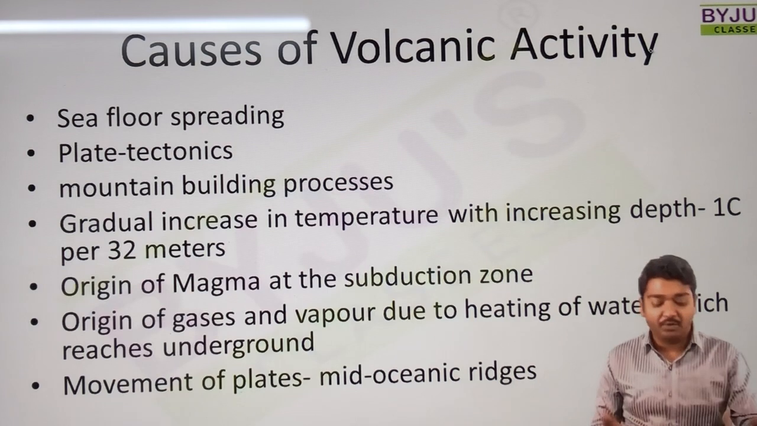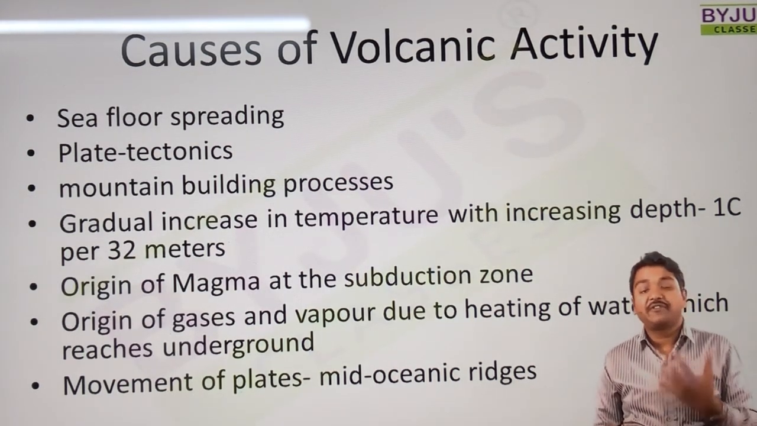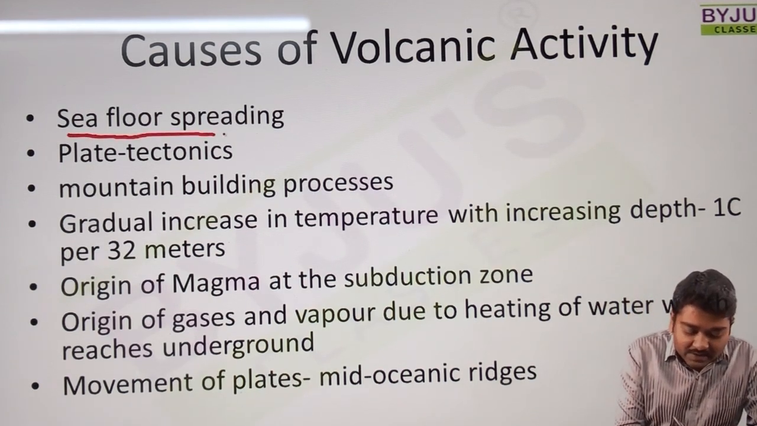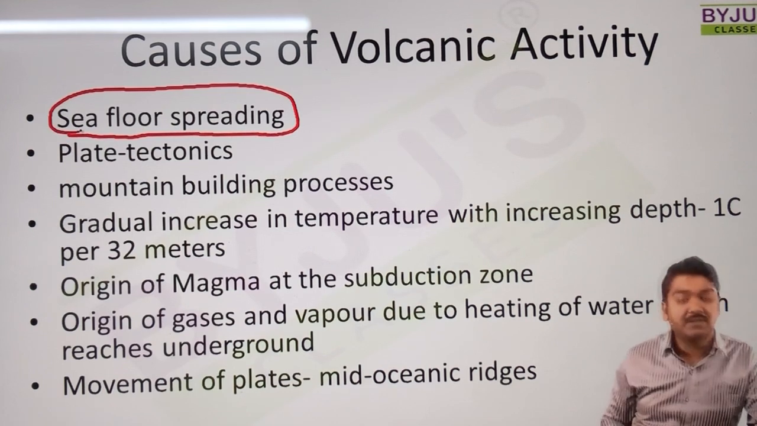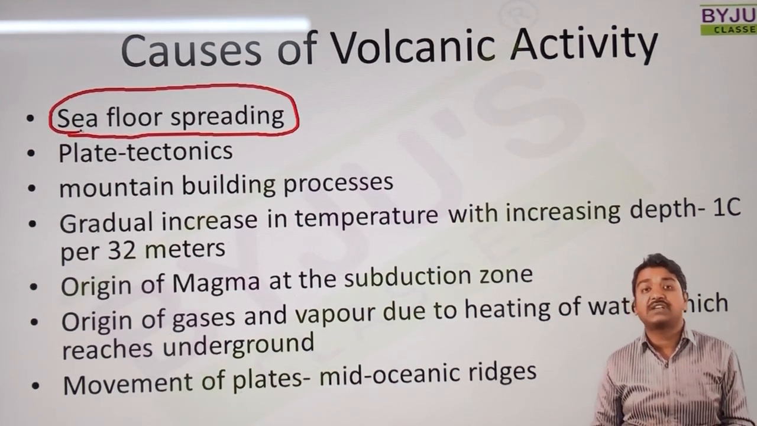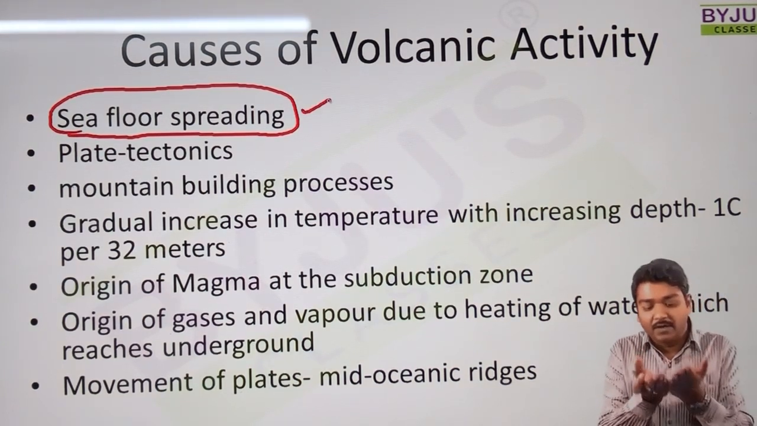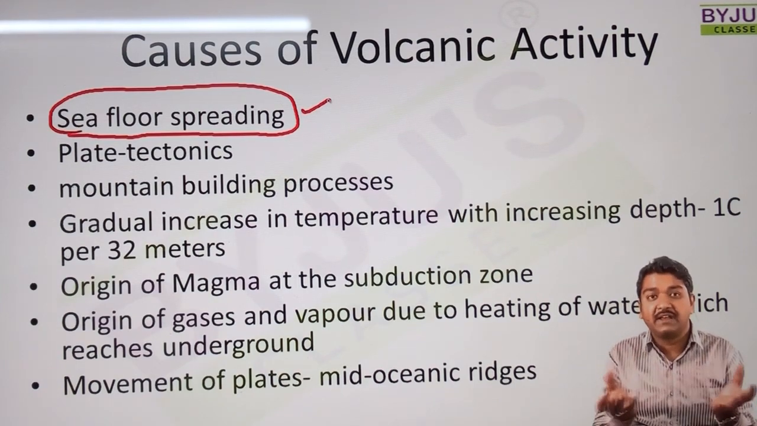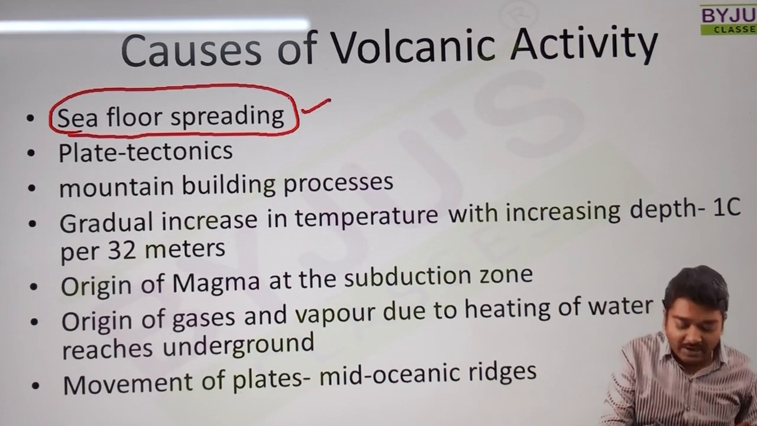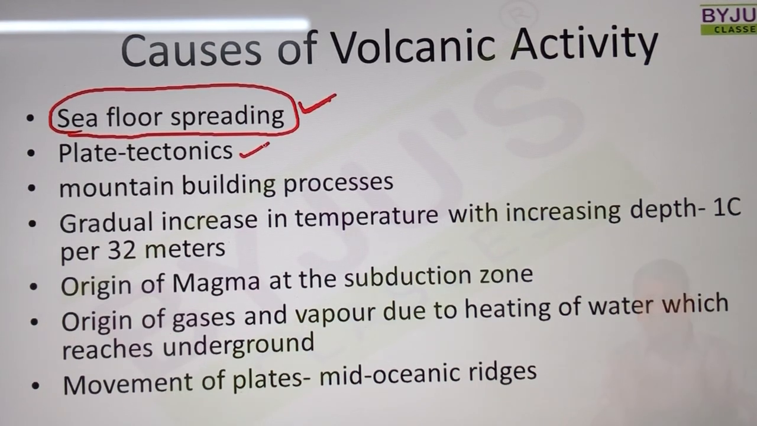So next, let us see what are the causes of volcanic activity. What are the different reasons why volcanism actually happens? One thing is seafloor spreading. What is the meaning of seafloor spreading? We have seen the theory where Henry Hess was actually talking about seafloor spreading, isn't it? So in seafloor spreading, new ocean is created and magma pours out to form new ocean crust. So that is one. And the major reason is plate tectonics, divergent and convergent.